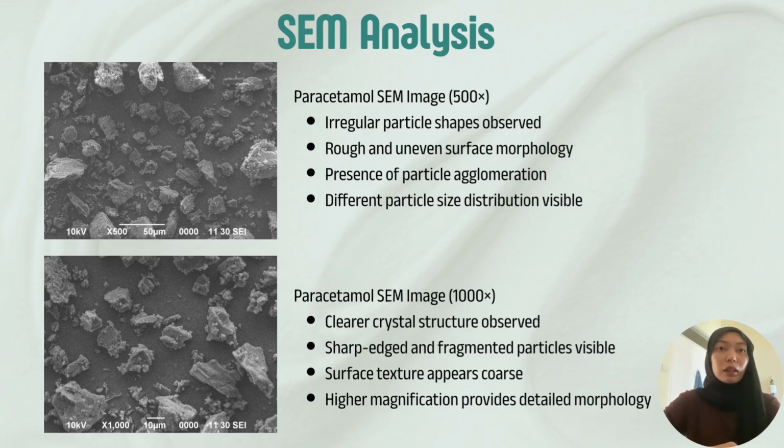In the image at 1000 times magnification, the crystal structure becomes clearer and more detailed. The particles appear prismatic with sharp edges and coarse surface texture. The higher magnification helps us study the morphology and particle characteristics more accurately.